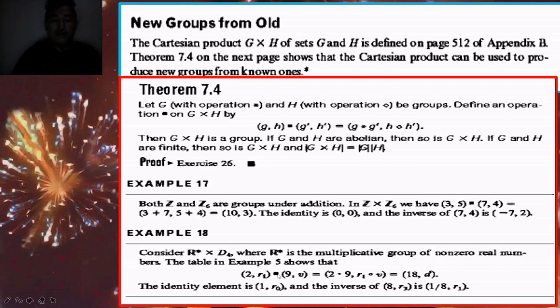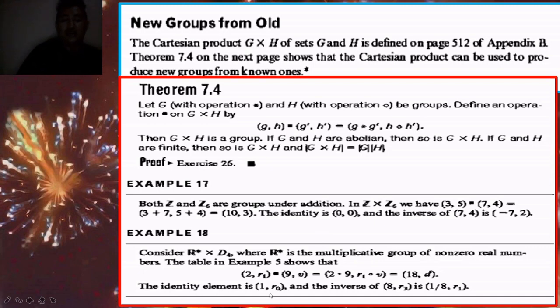And then R1 compose V, since D4 is a group under composition. 2 times 9 is 18, which is in R star. And R1 compose V is equal to D, as seen in the table.